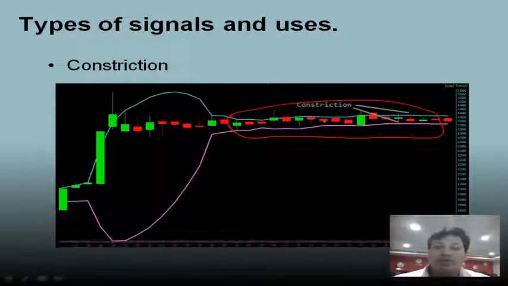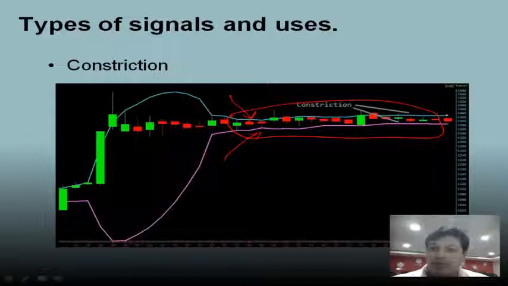While we are looking at the constriction, this basically means that the volatility in the price is very low, and because the volatility in the price is very low, these bands actually constrict. So whenever we look at bands which are constricted, you know that the volatility in the price is low and an imminent breakout is possible.